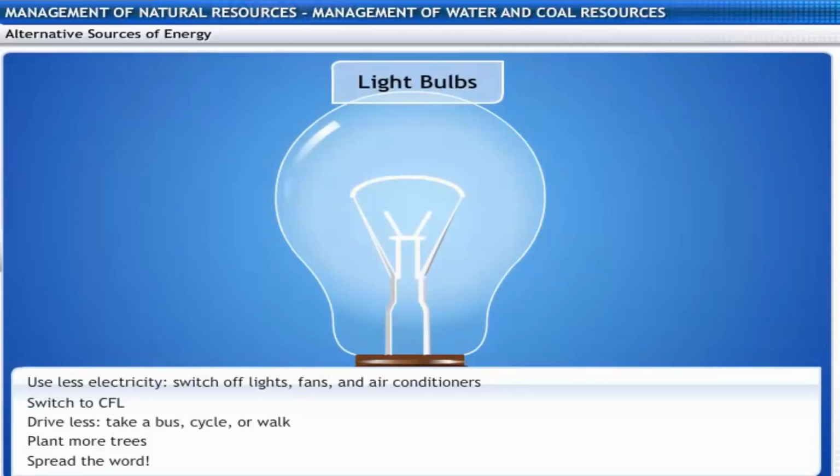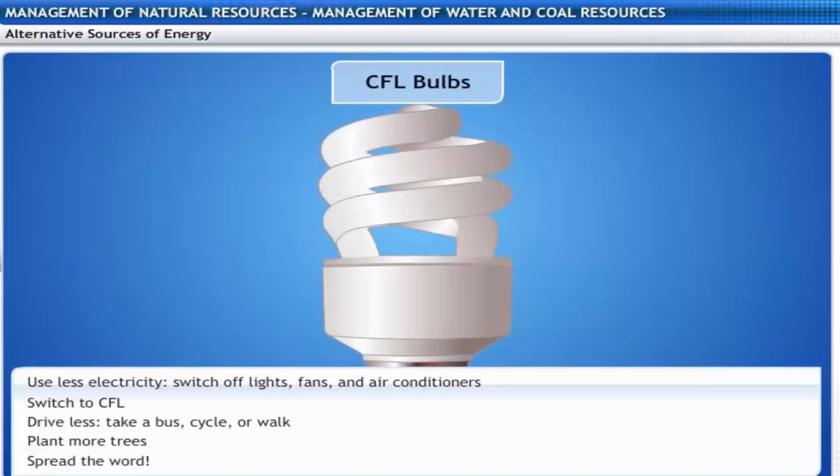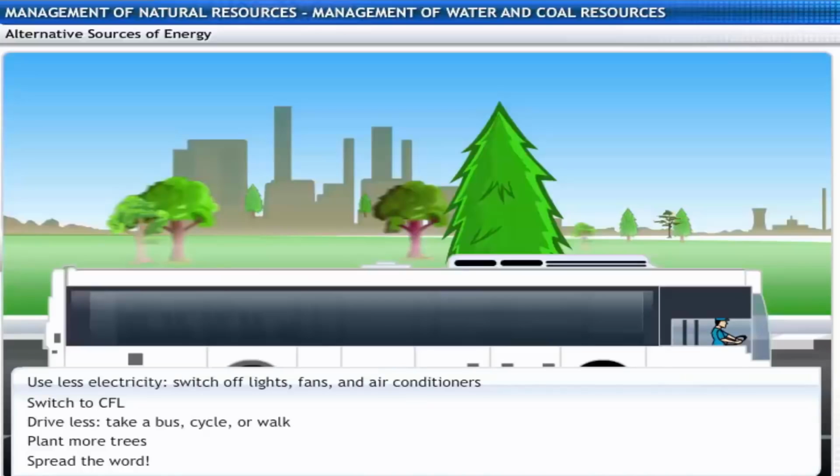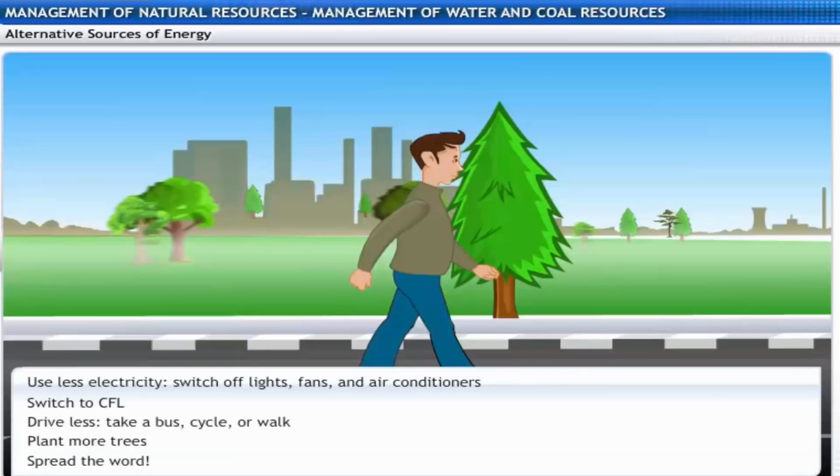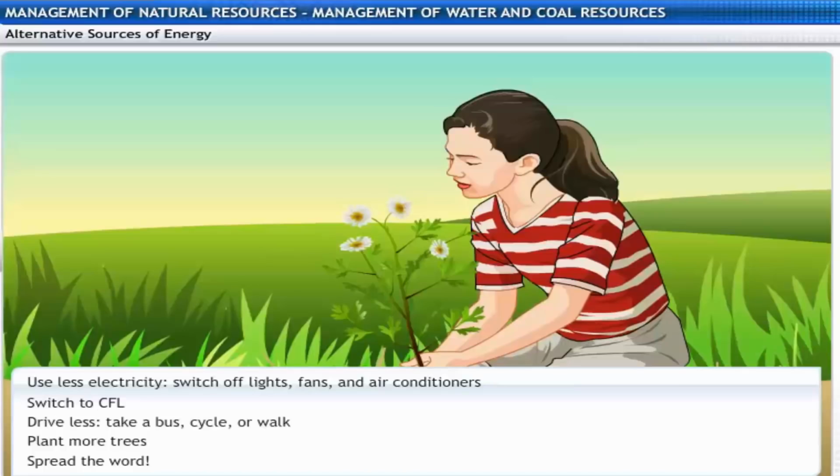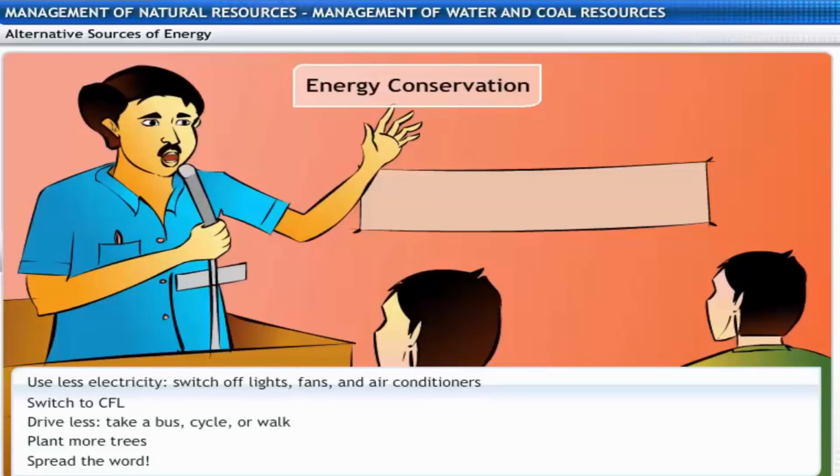You can change your light bulbs to CFL bulbs to save the energy used at home. You can reduce your fuel consumption by taking a bus, cycling, or walking. You can plant trees to help give back what you're taking from the environment. Finally, you can also share your knowledge about energy conservation and try to create social awareness.